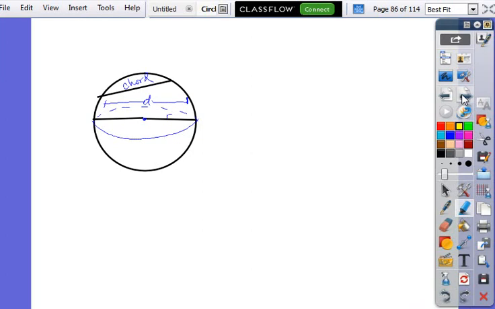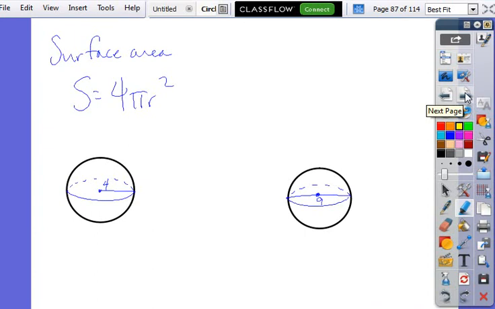All right, first thing on spheres where we're going to actually do some work is surface area. Surface area would be the area on the outside of that sphere. All of the surface would be included in this surface area. Very simple formula: 4 pi r squared.